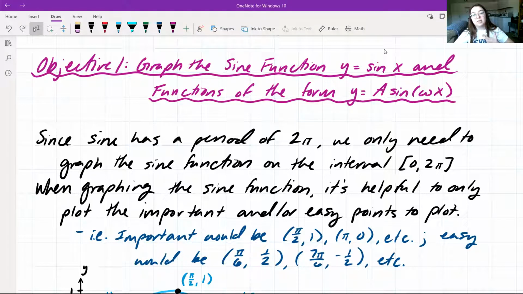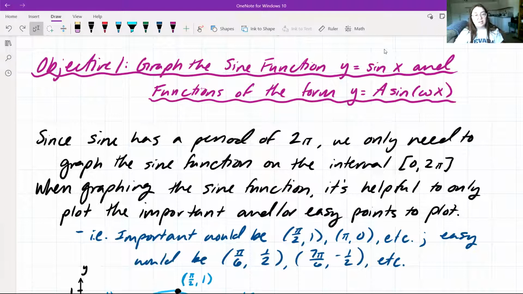So when we graph it, it's really just important that we focus on one period and just know that it continues on. So when graphing the sine function, it's helpful to only plot the important and/or easy points to plot. There's no real point in trying to plot each and every single point that we have on our unit circle and correspond that to an xy graph. We can just focus on graphing the ones that are easier or straightforward and connecting those dots.